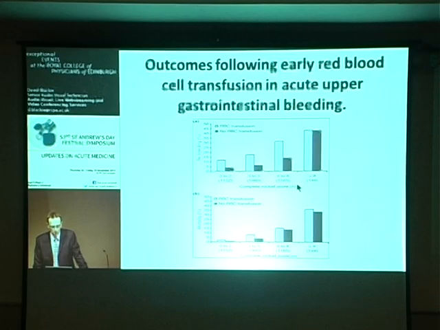I want to draw your attention to this upper graph, and you can see here using the Rockall score that for every division of the Rockall up to 8, a significant increase in rebleeding in patients who were transfused.